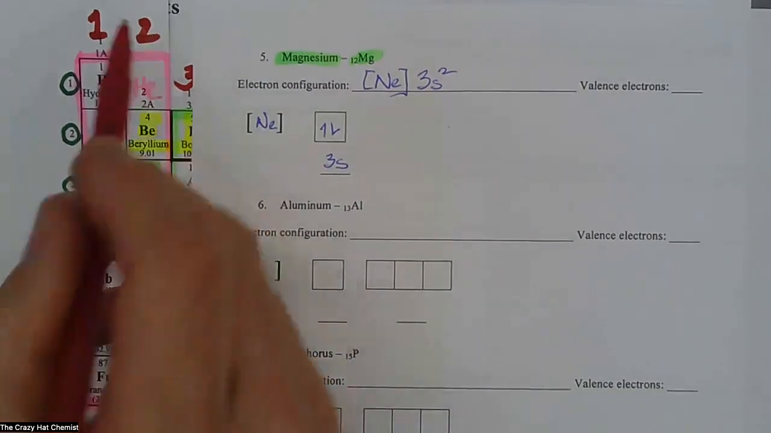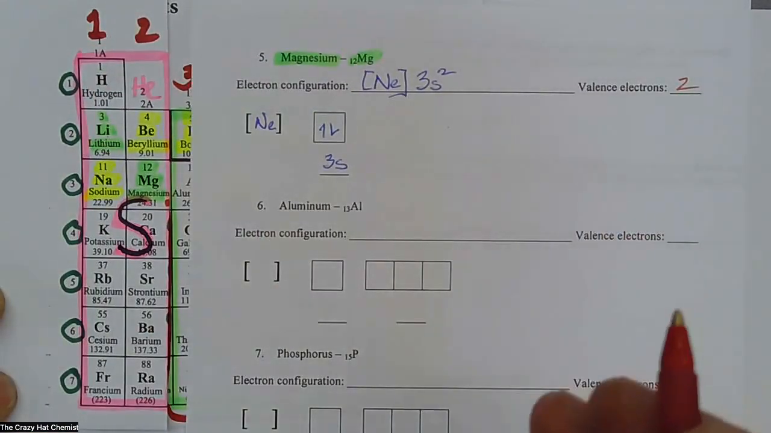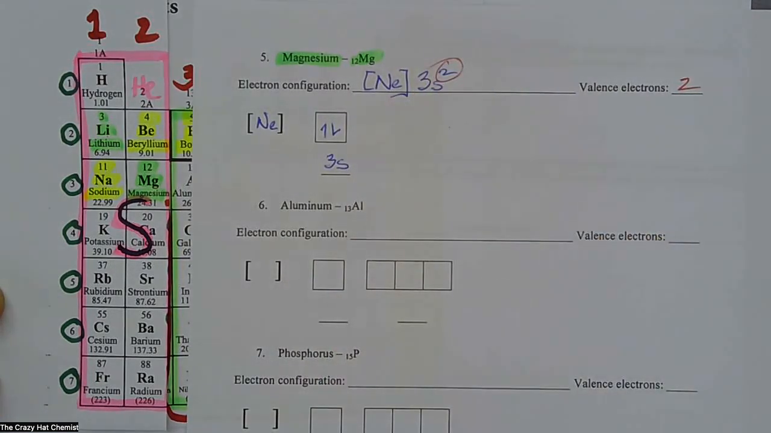Magnesium is in group 2. That is 2 valence electrons. You're going to write 2 valence electrons, and those 2 valence electrons are right there.